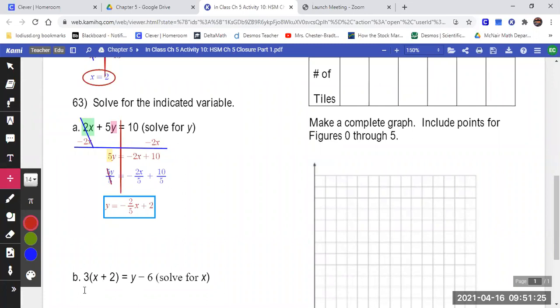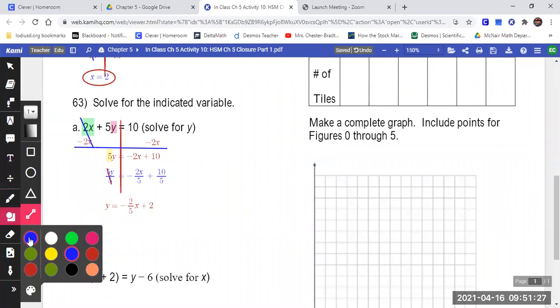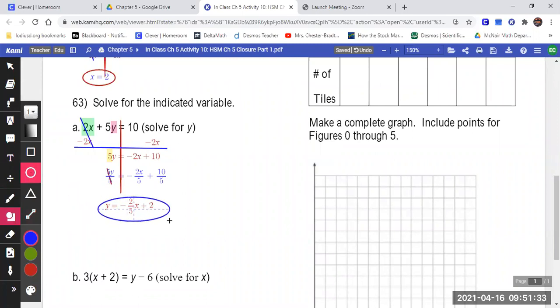So when we go and rearrange it for the y alone, we end up with the y equals mx plus b of y equals negative 2/5 times x plus 2.